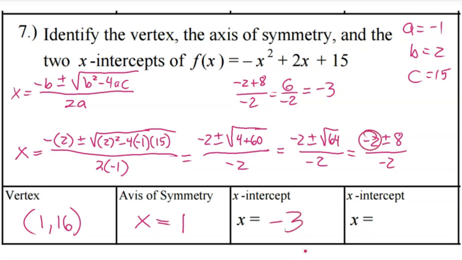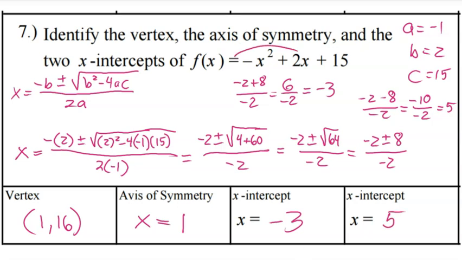Now we're going to do negative 2 minus 8 over negative 2. So negative 2 minus 8 is negative 10 over negative 2. And negative 10 divided by negative 2 is 5. And so our other x-intercept is positive 5.